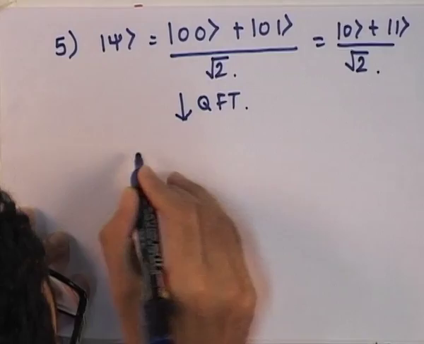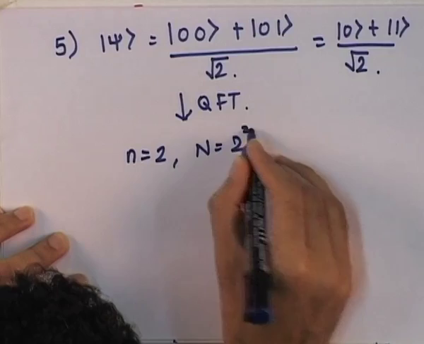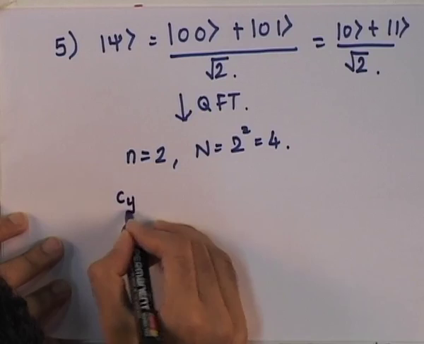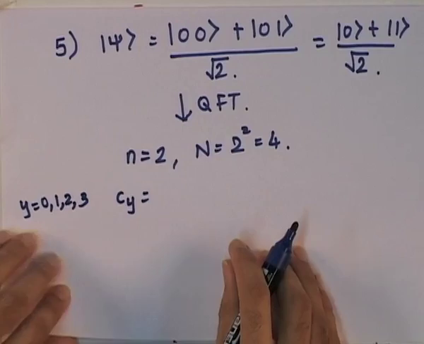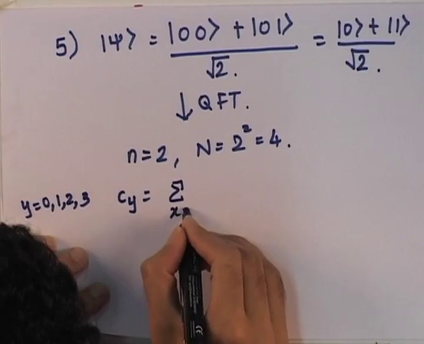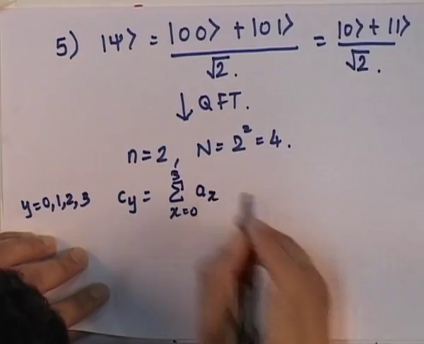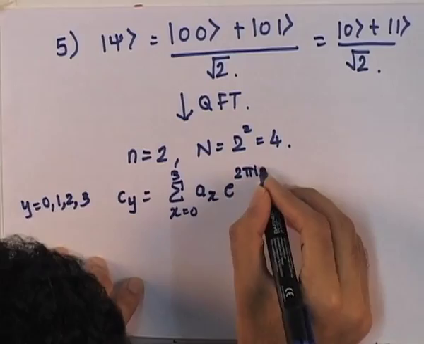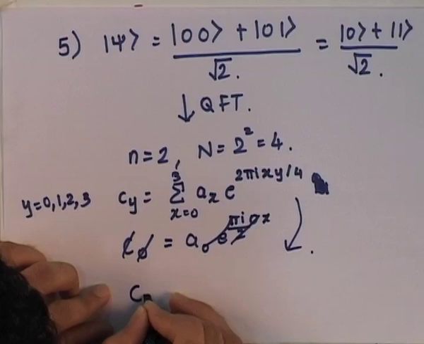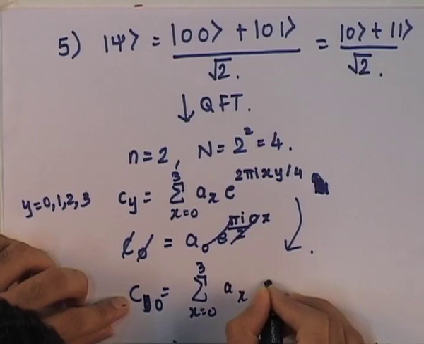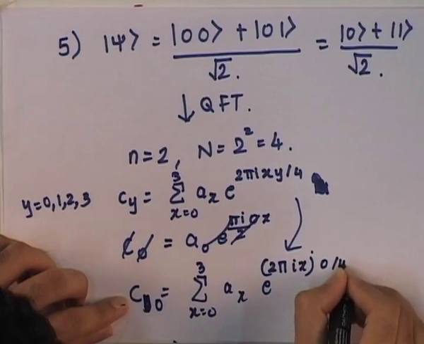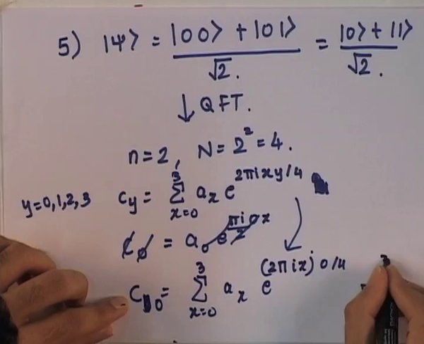So, here we have n is equal to 2, and capital N is equal to 2 squared, which is 4. So, the coefficient of any state y, where y can go from 0 to 3, that is 0, 1, 2 and 3, C of y will be given by summation over x going from 0 to 3 of a x times e raised to 2 pi i x y upon 4. This is the coefficient. So, for y equal to 0, C of 0 is equal to summation x is equal to 0 to 3 a x e raised to 2 pi i x into 0 upon 4, which is summation over a x, x is equal to 0 to 3. And we have to divide this by root 4, which is 2.